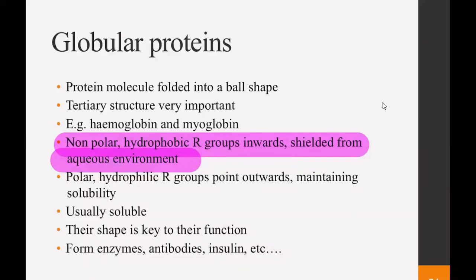The tertiary structure inside the hemoglobin is important for its solubility. Why? Because the non-polar hydrophobic R groups, they point inwards, shielded from the aqueous environment. Whereas the polar hydrophilic R groups, they point outwards, maintaining solubility facing the aqueous environment of the body. All such proteins which are globular in shape, which have a tertiary structure, and in which the non-polar groups are facing inwards and the polar groups are facing outwards, are soluble in water. And their three-dimensional globular compact shape is the key to their function.